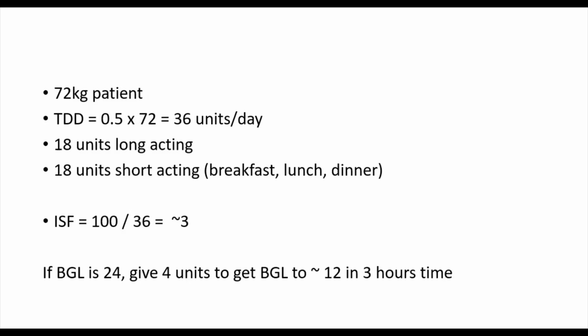And so to get their blood glucose level from 24 millimoles per liter to 12 millimoles per liter, we need to give them 4 units of insulin, because 4 times 3 is 12. And their blood glucose level should drop from 24 to 12 in roughly 3 to 4 hours time, which is the duration of action for short-acting insulin.